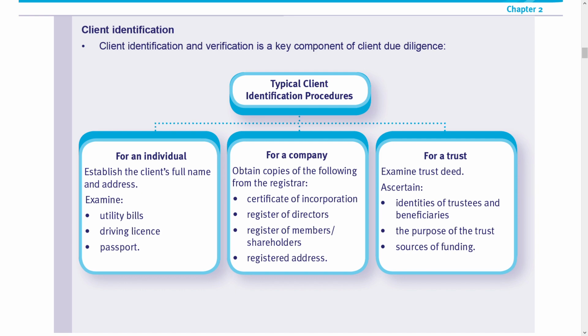Then if it's for a company, you have to obtain copies of the following from the registrar. What are the copies that you have to obtain? Certificate of incorporation, register of directors, register of members or shareholders, and registered address. And if it's for a trust, you have to examine the trust deed. You have to ascertain the identities of trustees and beneficiaries, the purpose of the trust, and the sources of funding. All those things you need to collect as an auditor to identify your client.